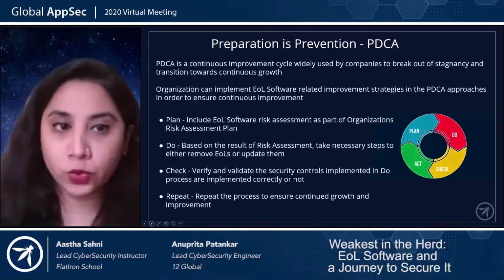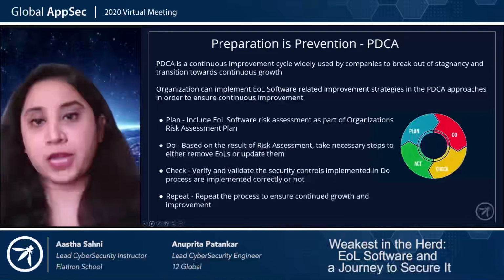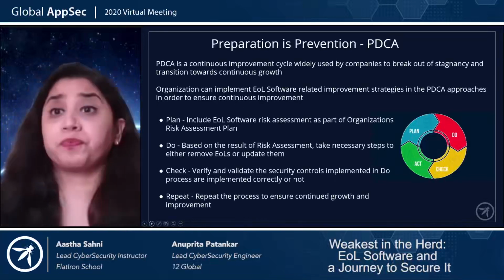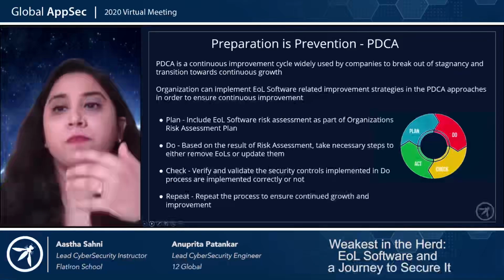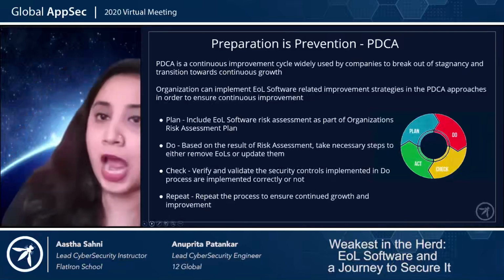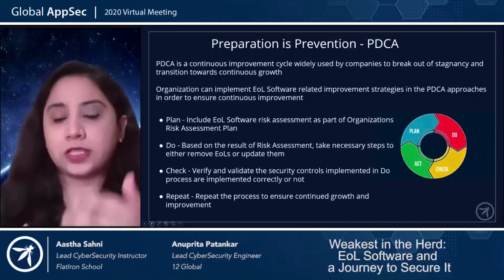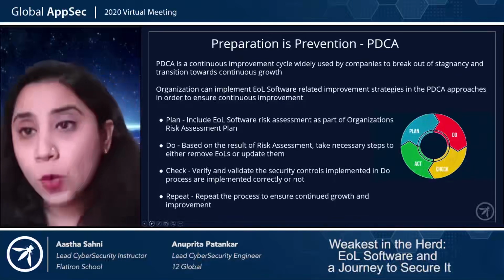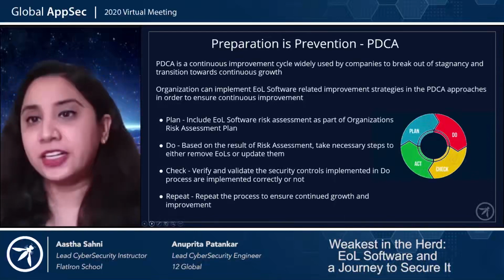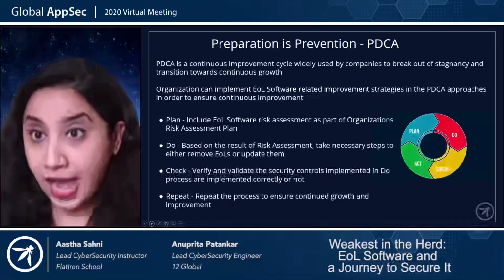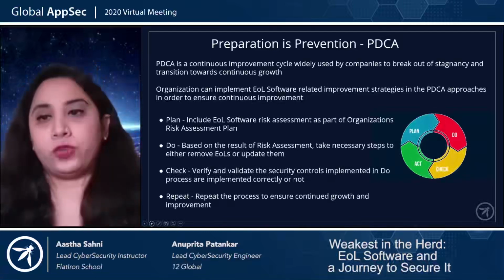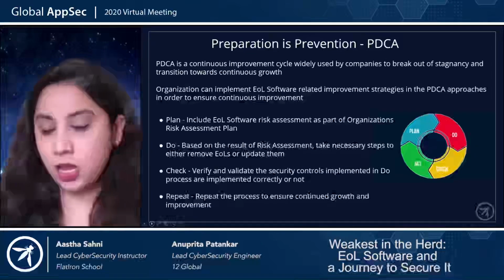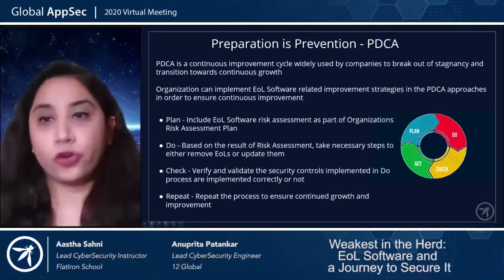In the plan stage, what you can do is include EOL software risk assessment as part of the organization's risk assessment plan. So if EOL software and its detection and mitigation are part of your risk assessment plan, you can easily assess their risk ratings during risk assessment. In the do part, when we have completed the risk assessment, we can decide on the necessary steps we have to take for these end-of-life software. When we know the necessary steps, we implement those strategies, either upgrade or replacement.